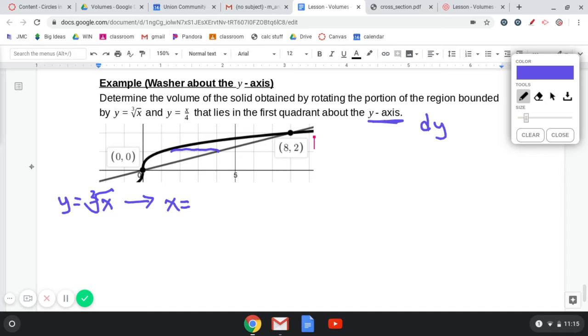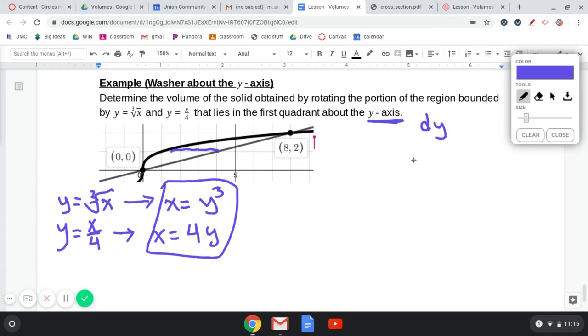So if we cube both sides, on this side we get x, and we get y cubed. And then y equals x to the 4. And to make this be x equals something, we multiply both sides by 4, so this is actually x equals 4y. And now these are the functions that we're going to use when we integrate, because we're dealing with dy, so that means our variable has to be y that we're integrating.